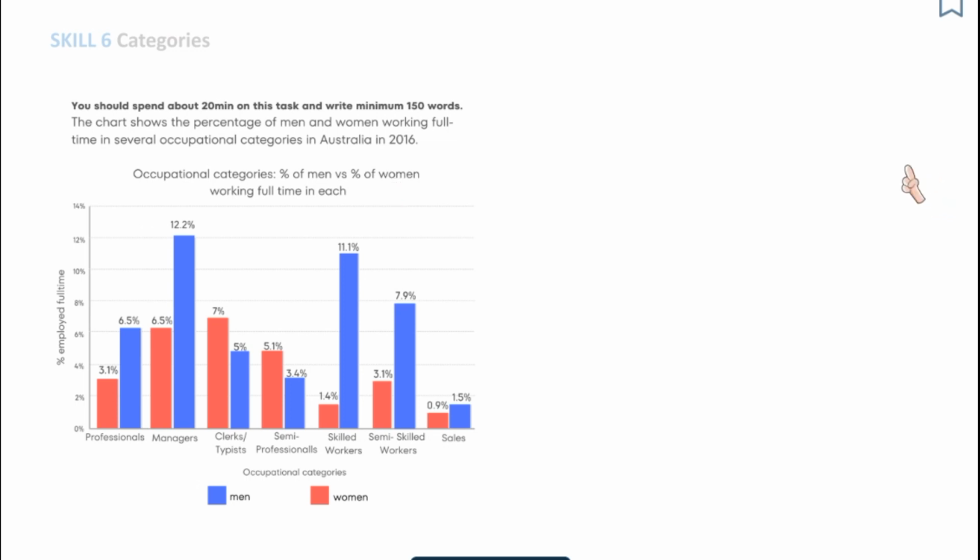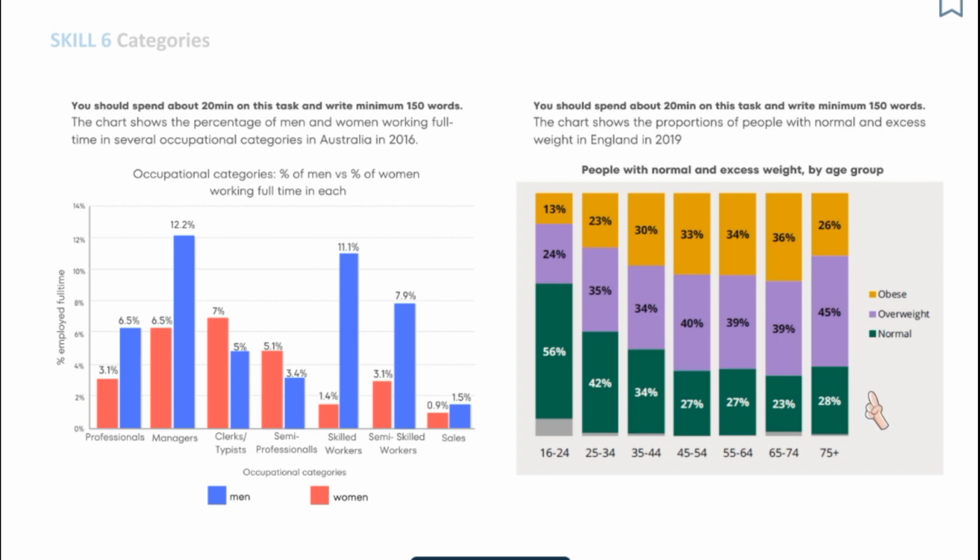Let's have a look at another graph. This is also a bar chart, and this bar chart shows the proportions of people with normal and excess weight in England. So here we are dealing with a number of age groups. So how to write about categories and groups? This is exactly the focus of this lesson.